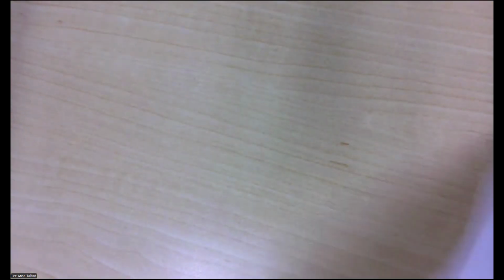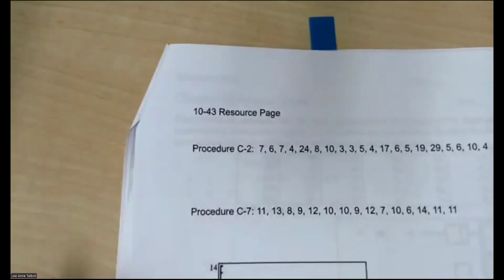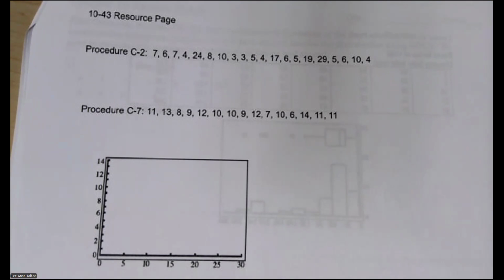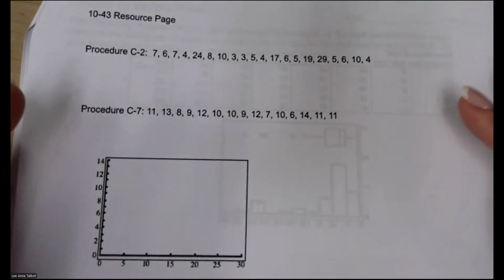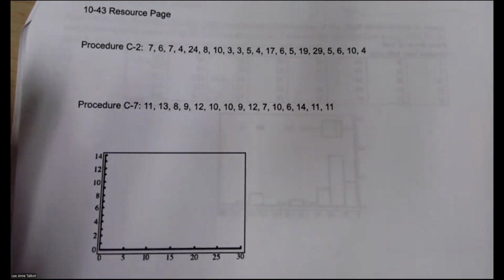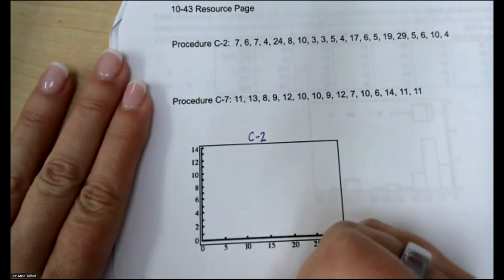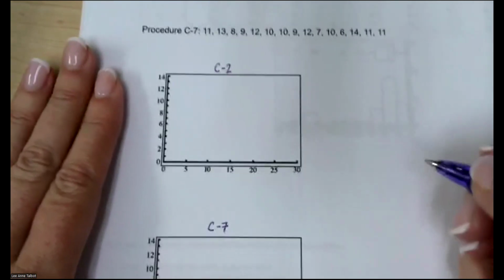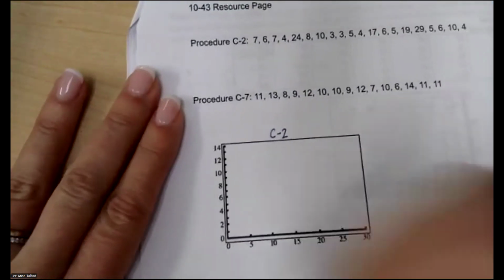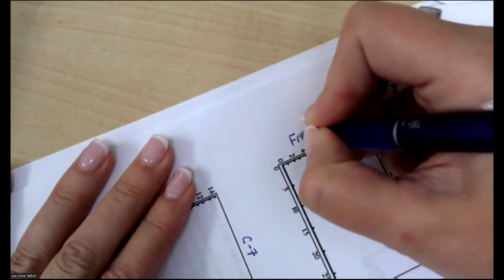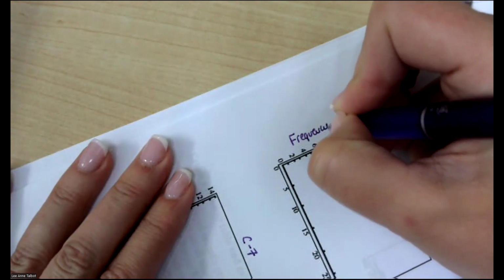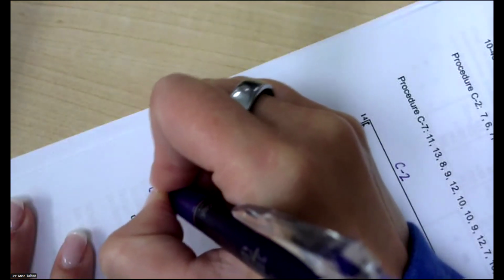So now we're going to make histogram box plots for these two things. And then what this is going to do is help us make the histogram box plot for your penny data. Okay, so I'm going to start with procedure C2 as the top one, and C7 as the bottom one. And this is going to be frequency.